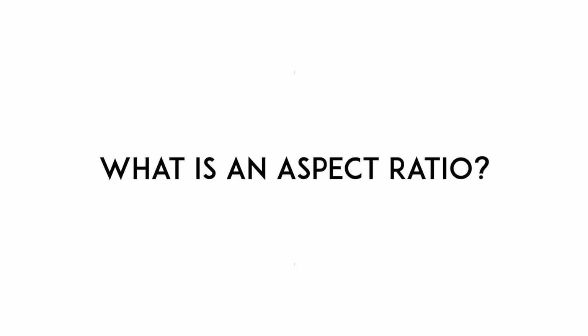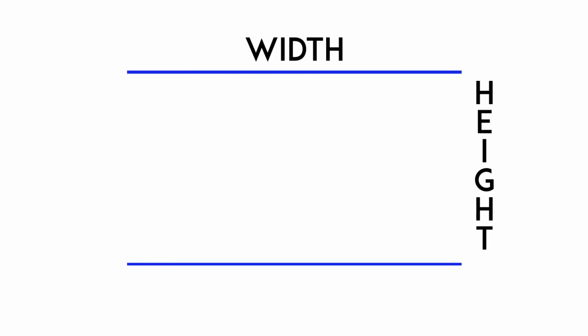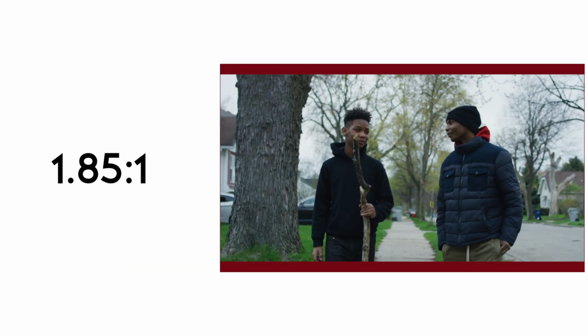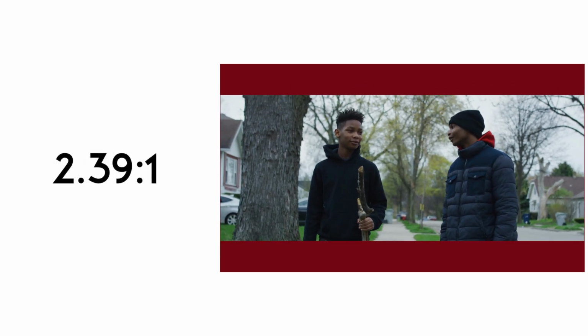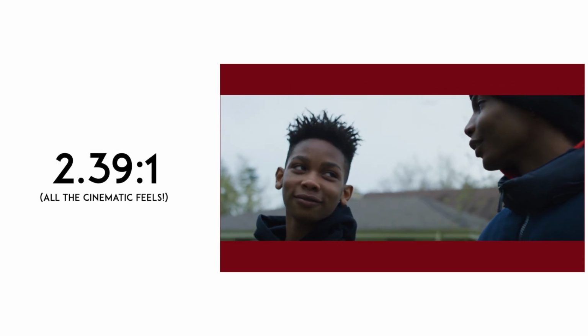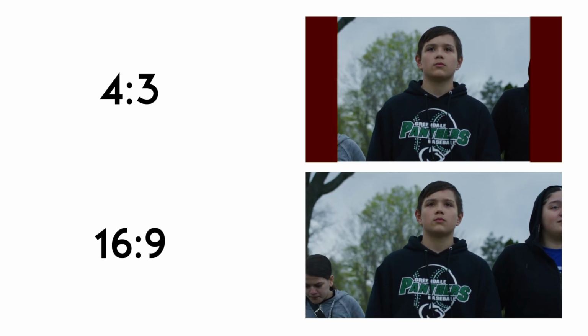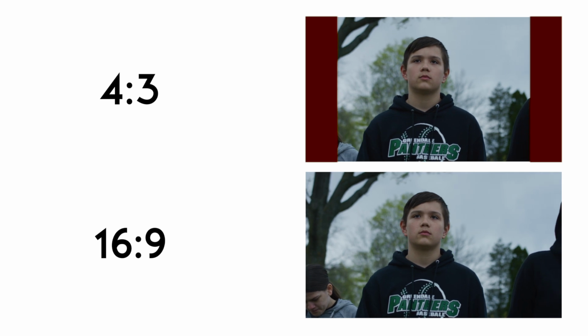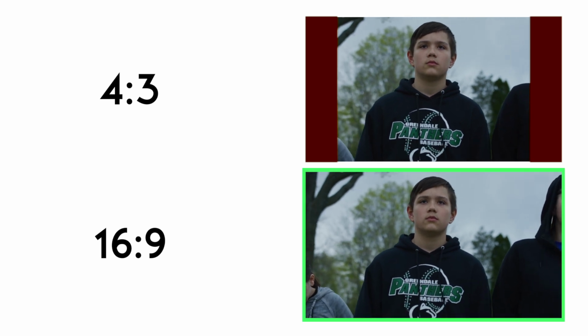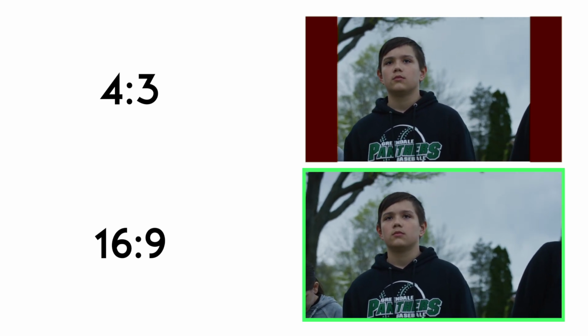An aspect ratio is the ratio of the width to the height of an image or screen. Some of the most common aspect ratios in film are 1.85:1 and 2.39:1. When you think of a cinematic image, you probably think of more of the 2.39:1 aspect ratio. 4:3 and 16:9 are two other common aspect ratios, with 16:9 being the universal standard in high definition television. Now let's talk about some of our favorite widescreen aspect ratios.